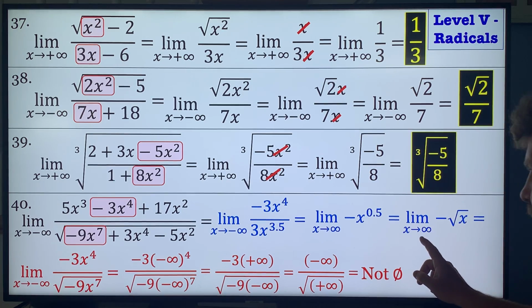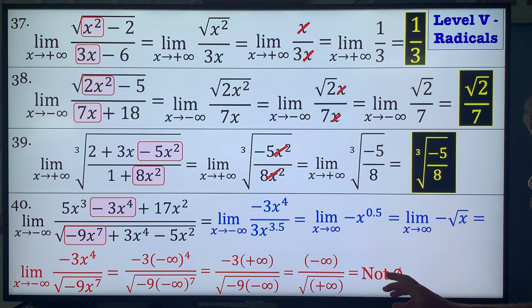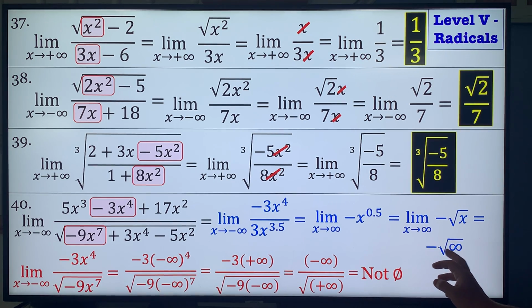The reason I'm using infinity here, not negative infinity, is because, as I said before, we know the answer is not going to be undefined. So negative radical infinity is negative infinity. If you don't believe me, you can go on Desmos, plug that equation in, and see what it looks like.